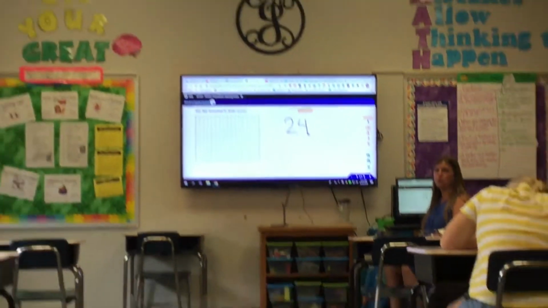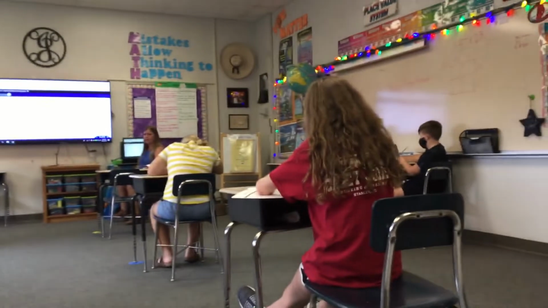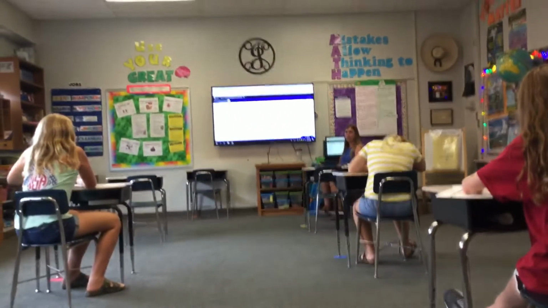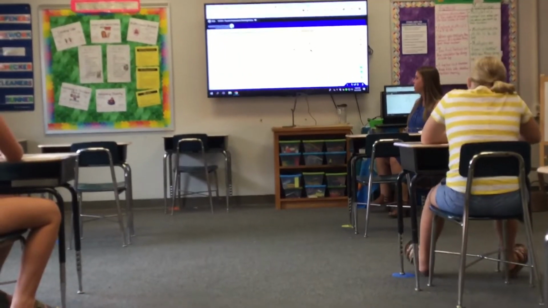Do we have to draw every single one? Oh, no. Do an unmarked array where you draw this. Just draw the rectangle and then put the dimensions around it. Okay.